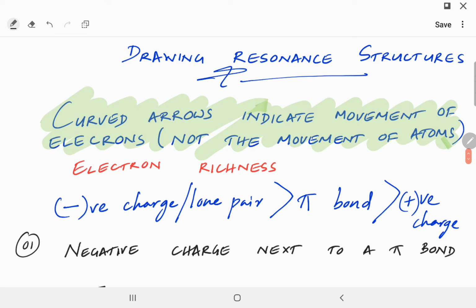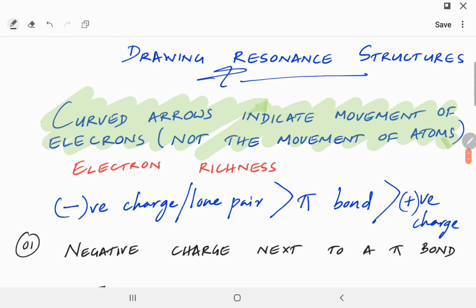So basically, when drawing resonance structures, you should already know that we are trying to delocalize our pi and non-bonding electrons, right? When delocalizing these pi and non-bonding electrons, we are going to use curved arrows. These curved arrows indicate the movement of electrons. They are never going to indicate the movement of atoms. So whenever we are drawing curved arrows in resonance structures, that means we are showing how the electrons move.